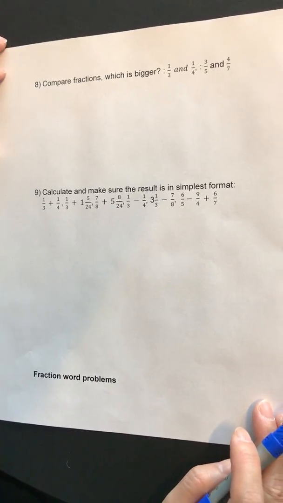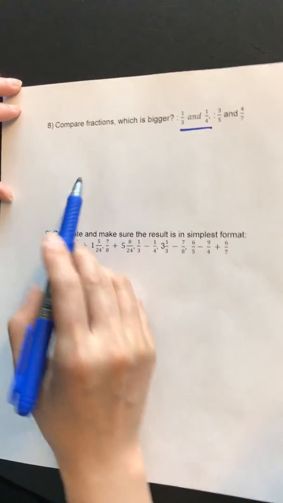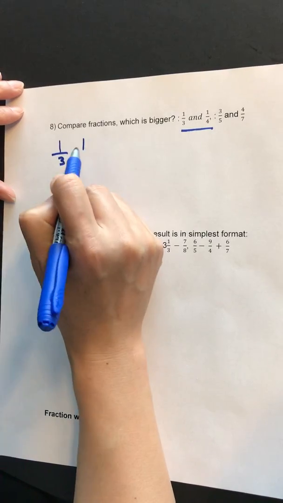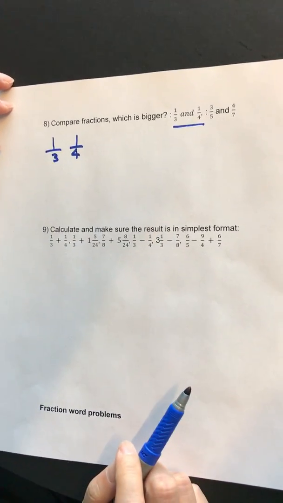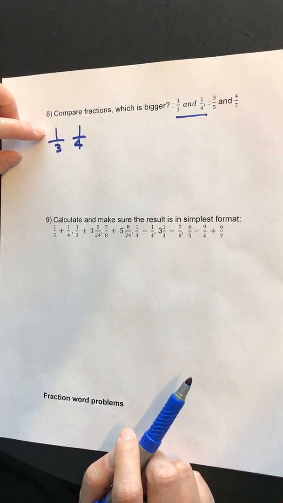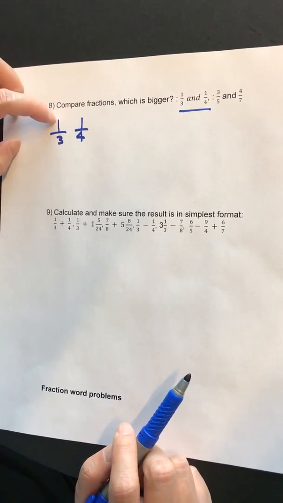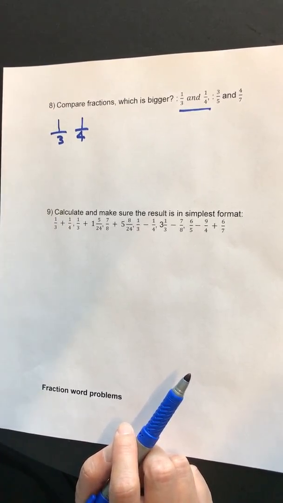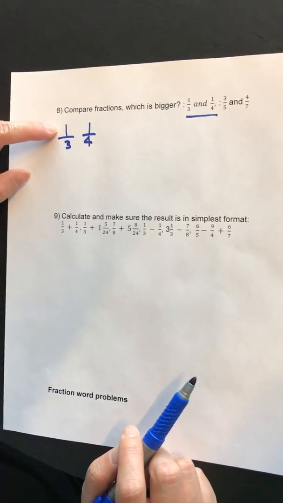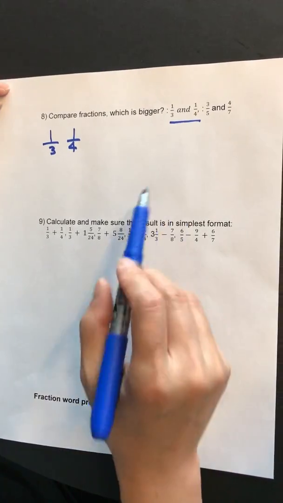Compare fractions, which is bigger? First comparison, 1/3 and 1/4. So in comparison, we always want to look for whether they have the same numerator or the same denominator. In this case, the numerator is the same.